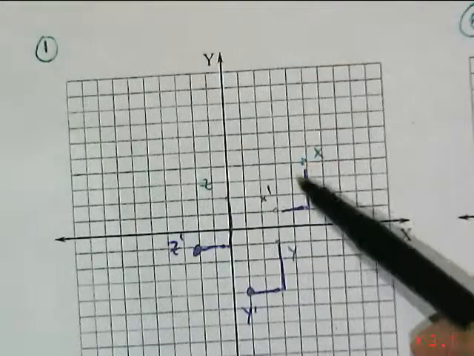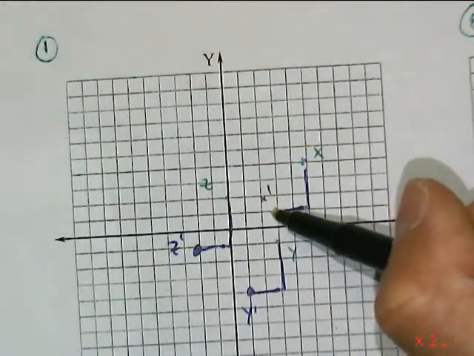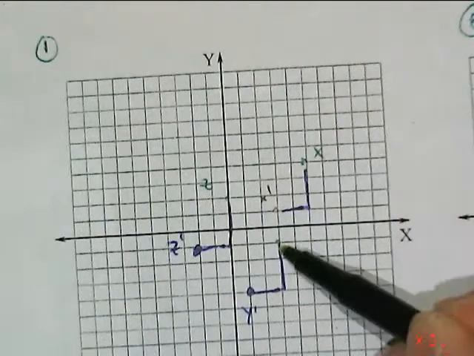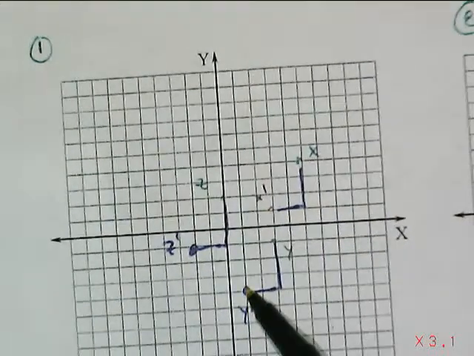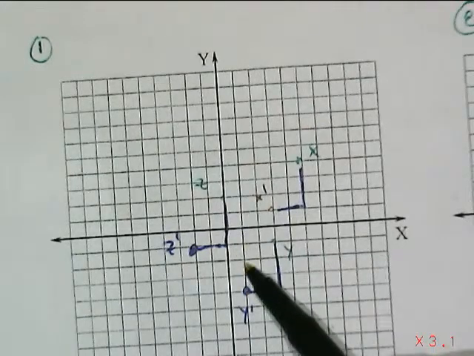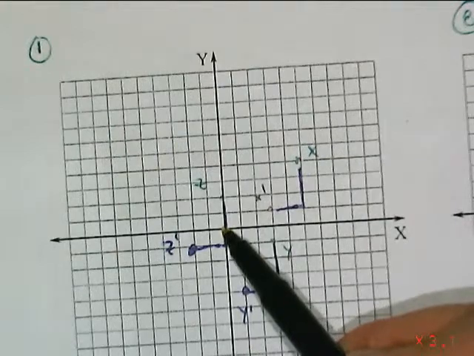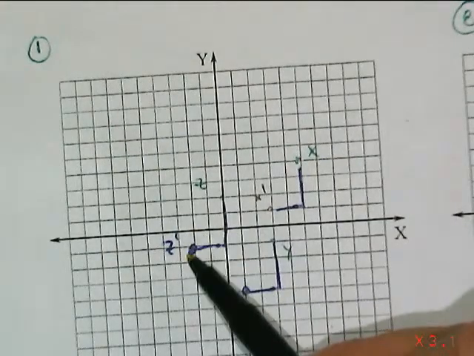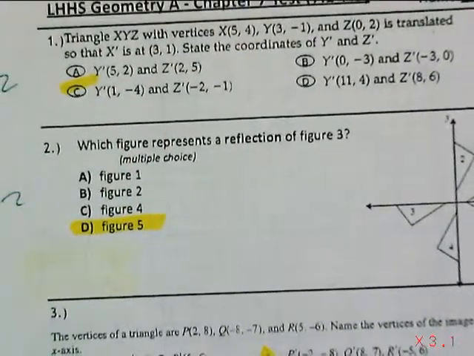So I drew in here in blue that you're just going down 3, left 2, which means I'm going to apply that to every point. Down 3, left 2. Down 3, left 2. That'll give me the coordinates for y prime to be 1, -4, and z prime to be -2, -1. And that would be choice C. 2 points apiece for multiple choice.